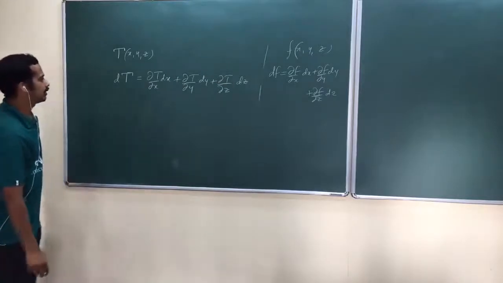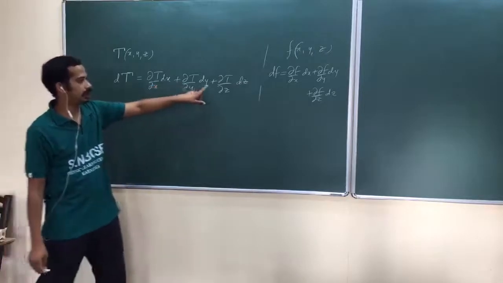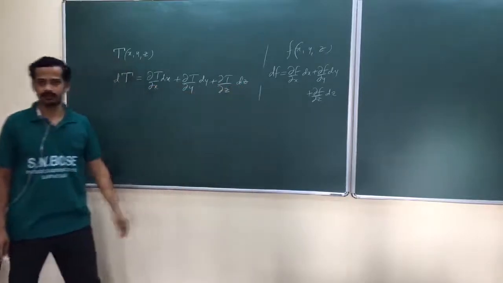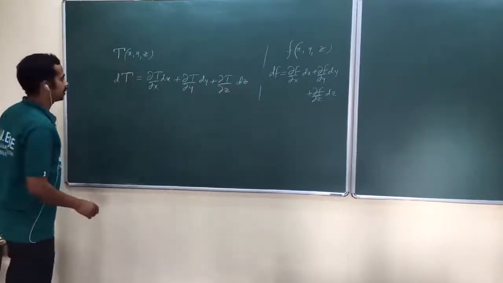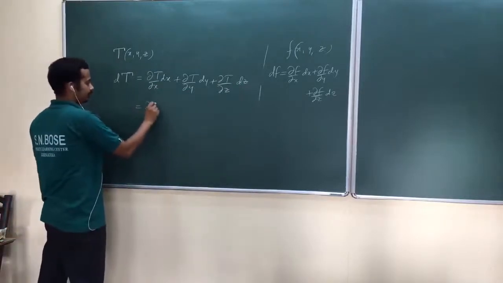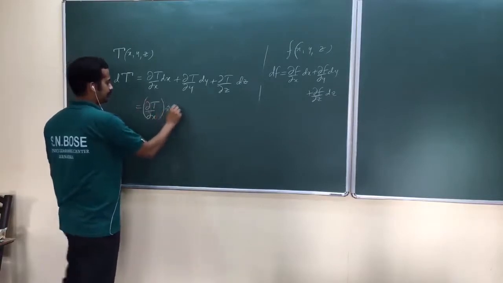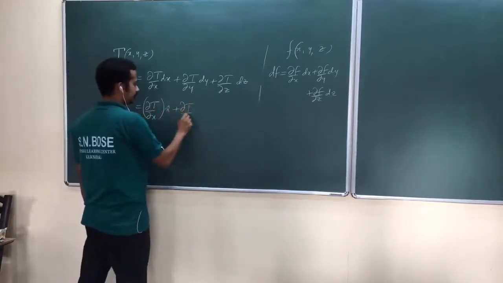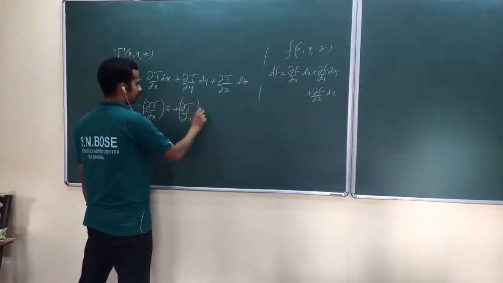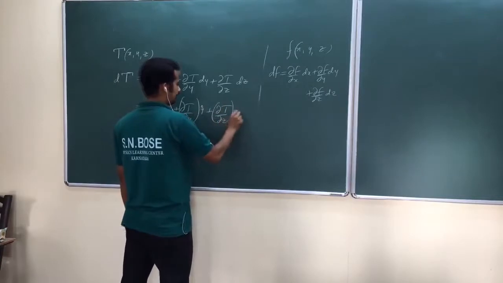So this will tell the change in t when you change x, when you change y, when you change z. Am I right? So now look at here. I'm going to rewrite this one, manipulate this one. ∂T/∂x into x cap plus ∂T/∂y into y cap plus ∂T/∂z into z cap.